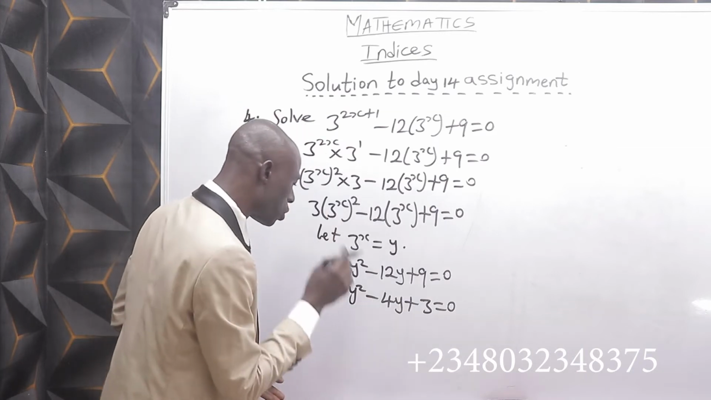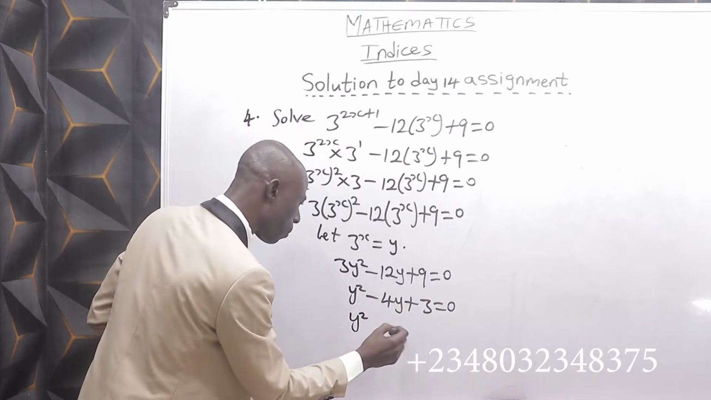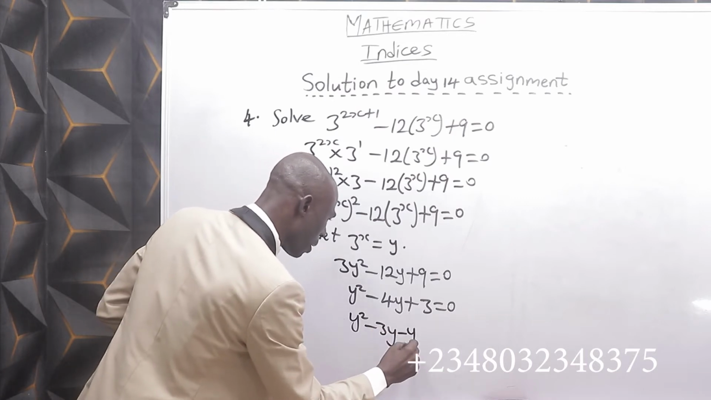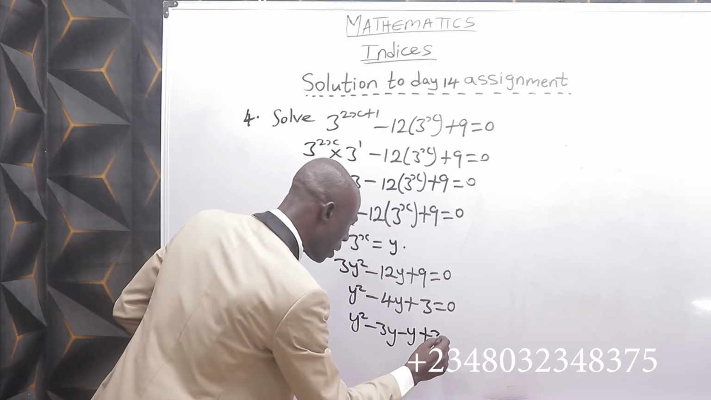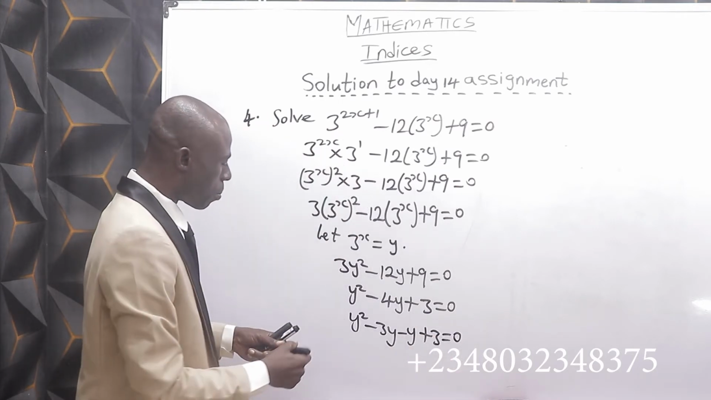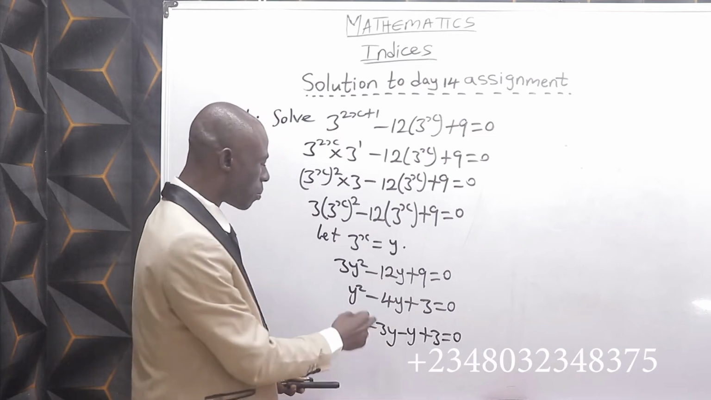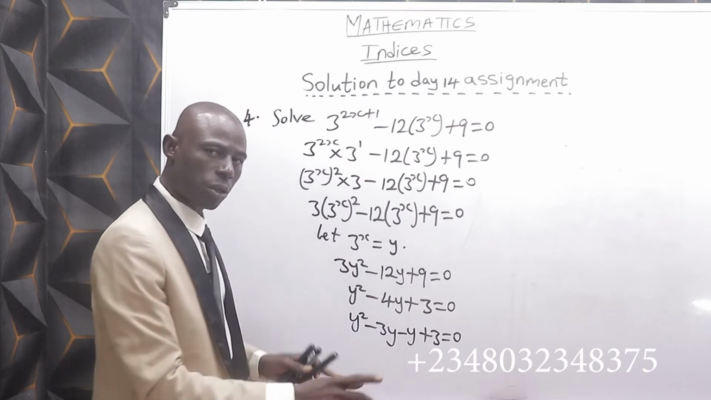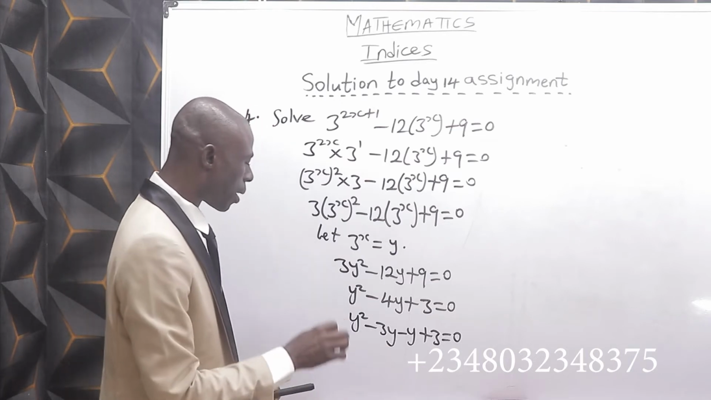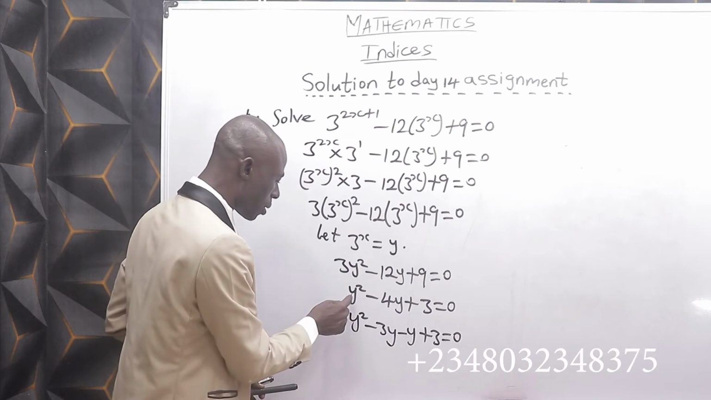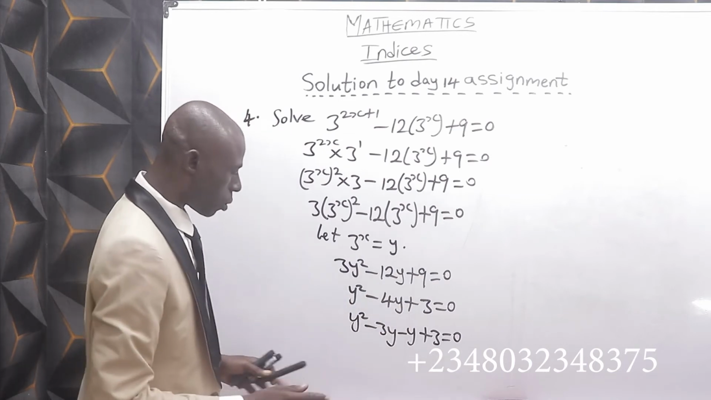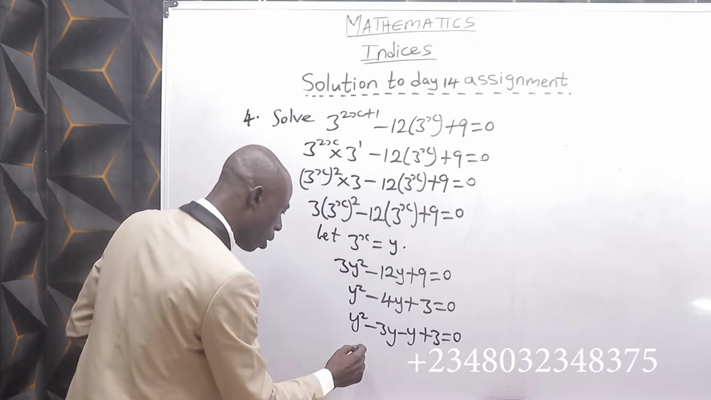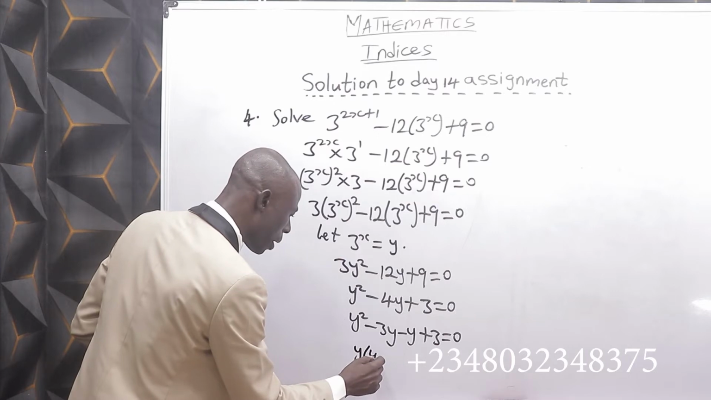To solve this quadratic equation, we have y squared minus 3y minus y plus 3 equals 0. You know, minus 3y minus y gives minus 4y. And the product of the two of them, minus 3y times minus y, gives positive 3y squared, which is the product of this first and last term. So you can see. So factorizing the first two terms here, you have y into y minus 3.